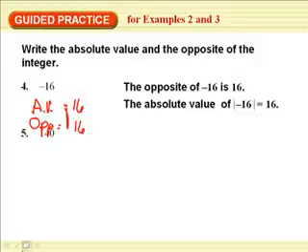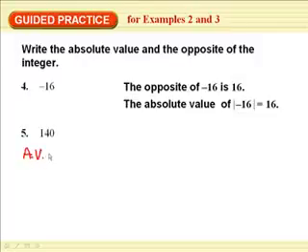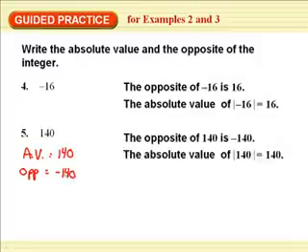So let's do number 5. The absolute value of 140 is 140. That's because it's 140 steps away to 0. The opposite of +140 is -140. Let's see if they agree with this. The opposite is negative. The absolute value is the positive. Very good. -1. The absolute value of -1, it is 1 step away from 0. The opposite of -1 is +1. So both of those came out to be 1.